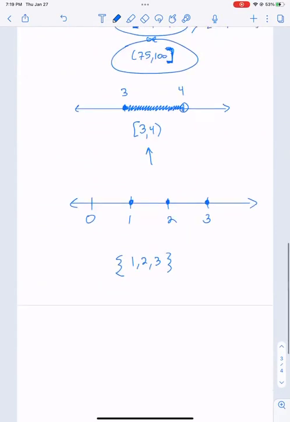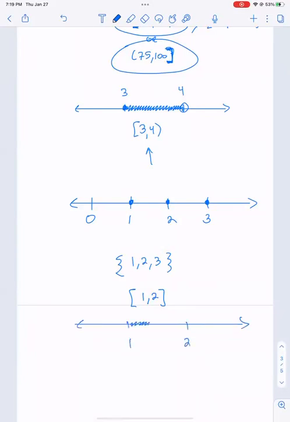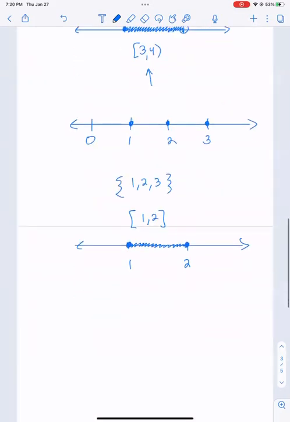But if I want all the points from something to something else, like 1 to 2 with brackets, what do I mean? What I mean is that here's 1 and here's 2, and I want everything between them. Because I'm using brackets, I'm also including the numbers 1 and 2 themselves. Whereas if I said 1 to 2 in parentheses, then what I mean is everything from 1 to 2, but not 1 and 2.